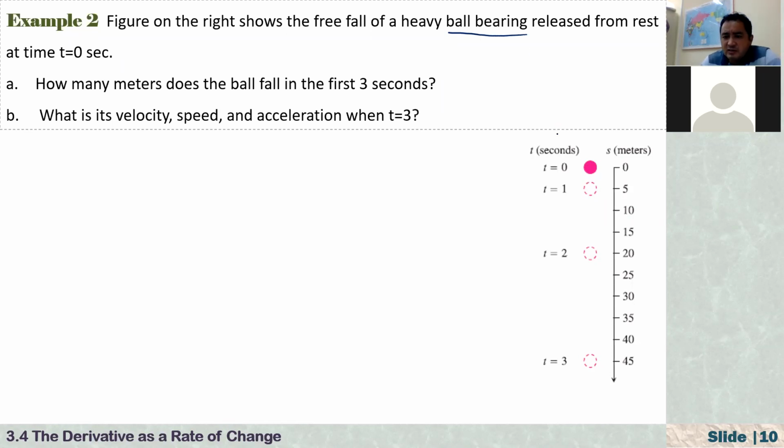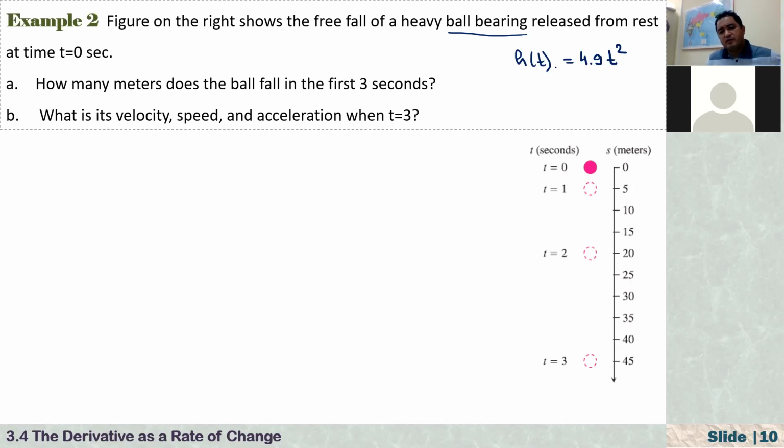And we know that its displacement, let's say h of t, is given by 4.9 t squared. So question A: how many meters does the ball fall in the first 3 seconds?